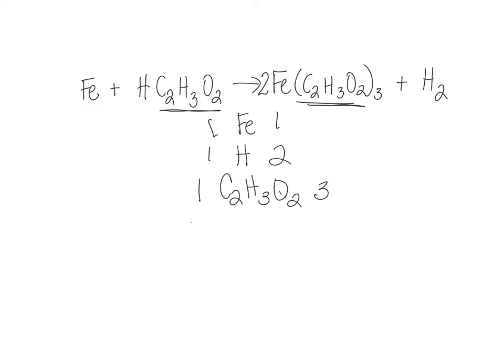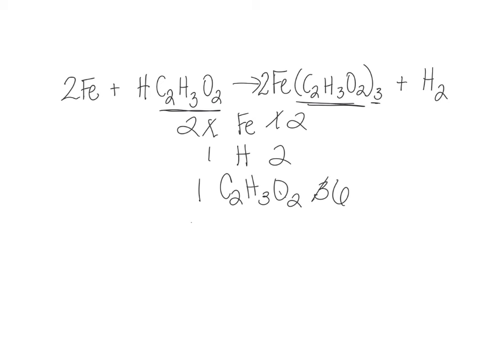When you have problems that look kind of tricky to balance, a hint is to put a 2 in front of the one with the most number of atoms. So that would be the iron 3 acetate. So now I have 2 irons, and 2 times 3 is 6 acetates, so I have a 6 here. Okay, so now I'm going to make my irons even on the reactant side by putting a 2 in front of the irons. So now my irons are even.